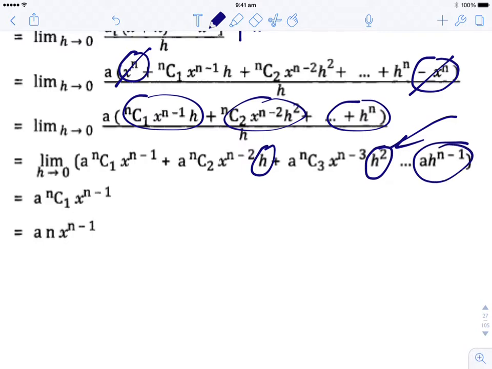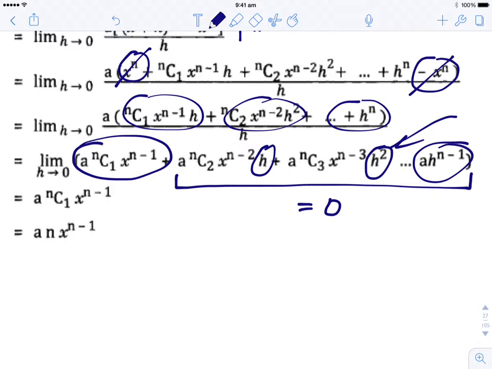Remember we're looking at the limit of this thing here as h tends towards 0. So we've still got a as a common factor of all of this, so that's sitting out the front. We've got nC1 times x to the n minus 1, because basically all of this stuff, as h tends towards 0, will equal 0 because h is multiplied by all of that. So we'll just end up with this bit here.